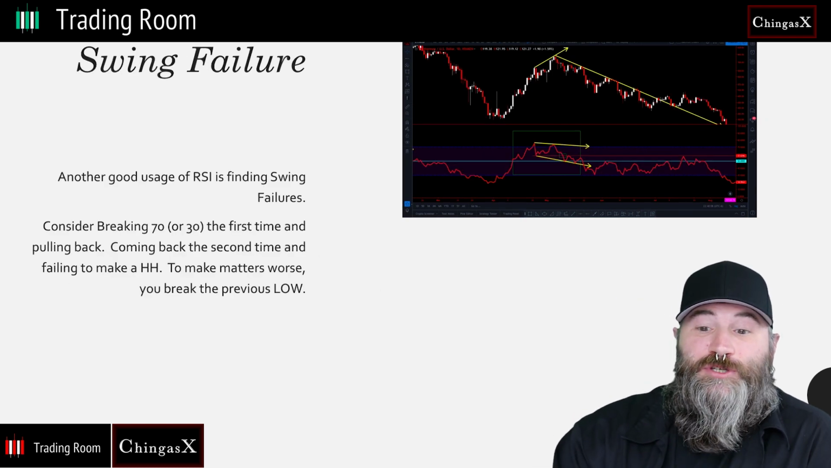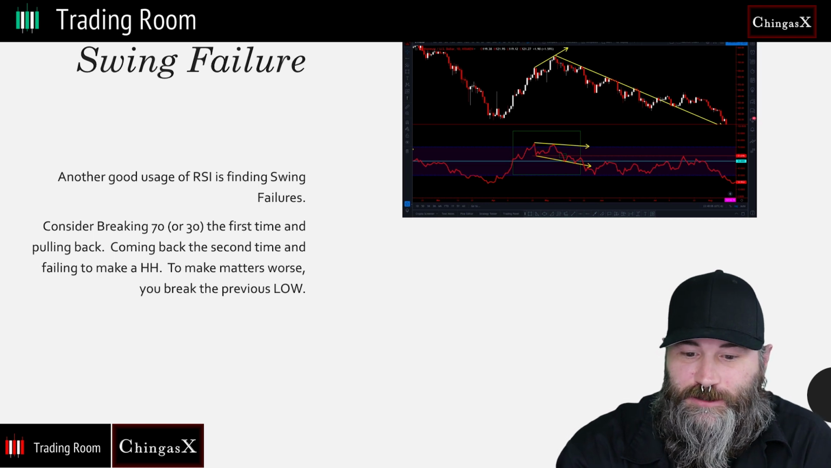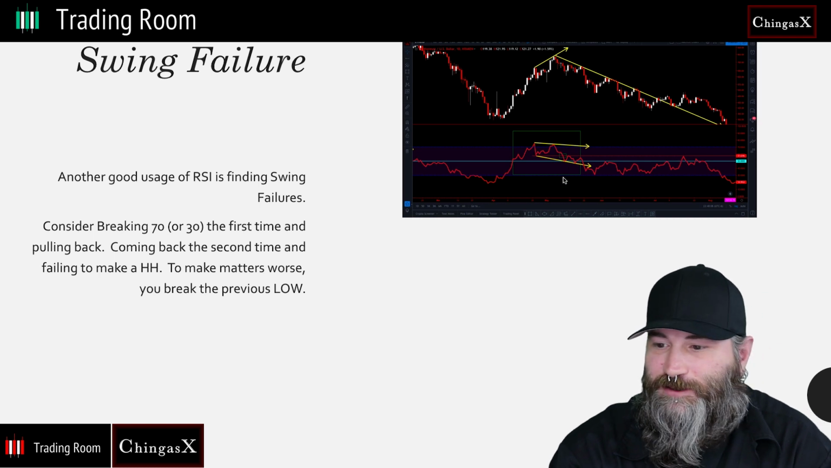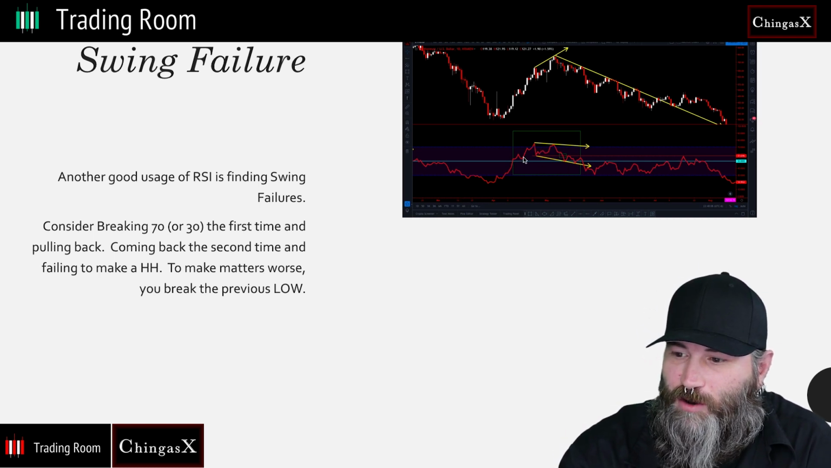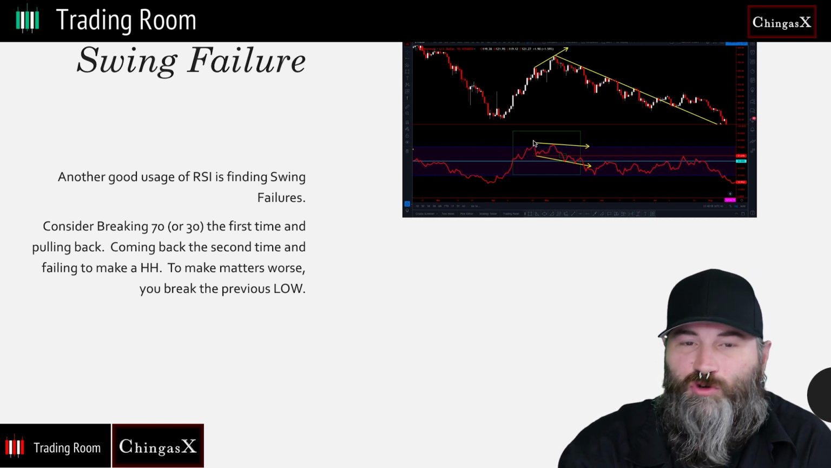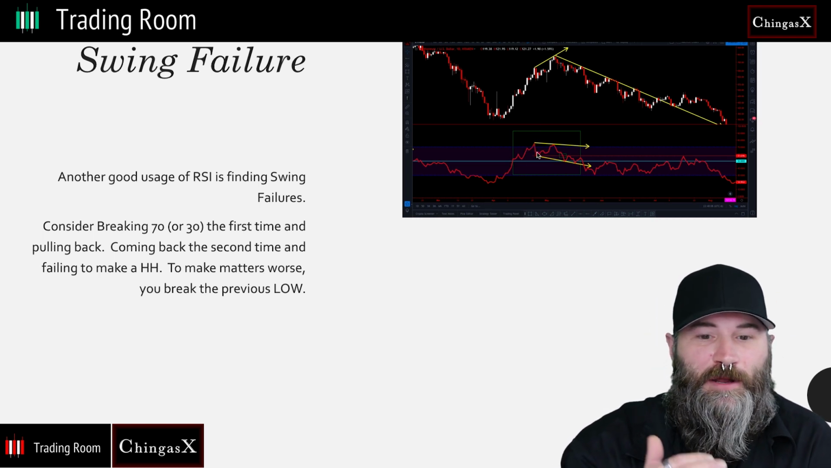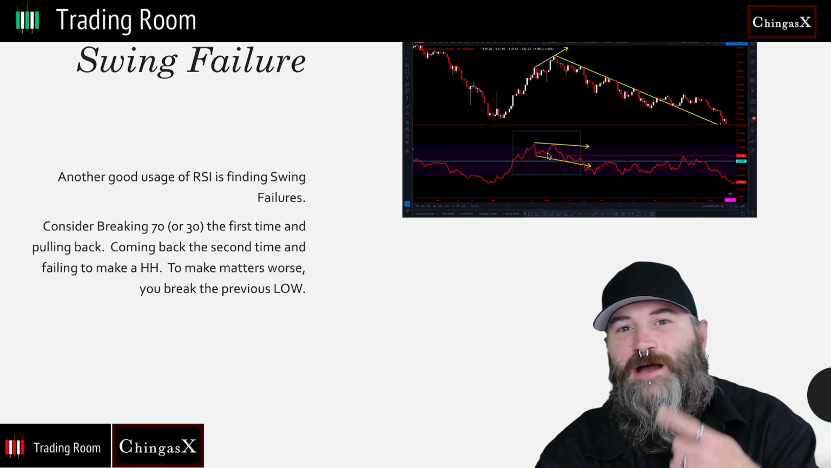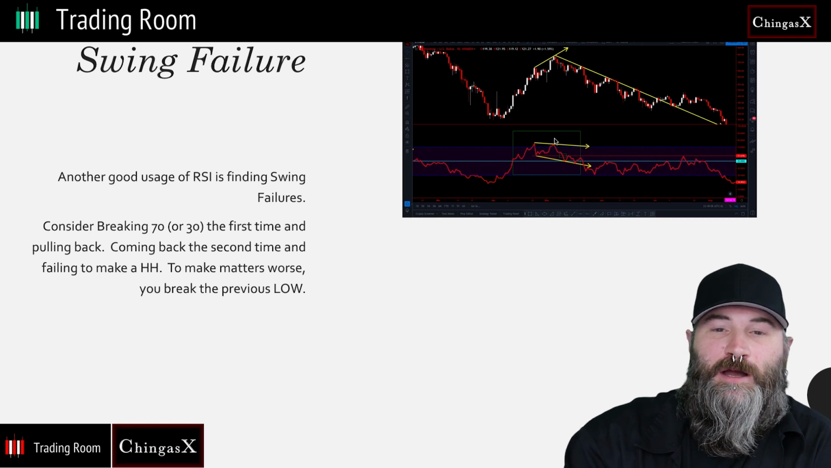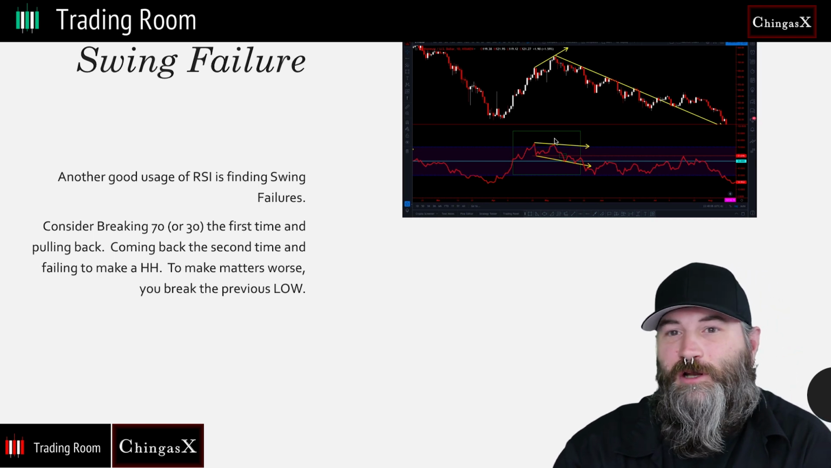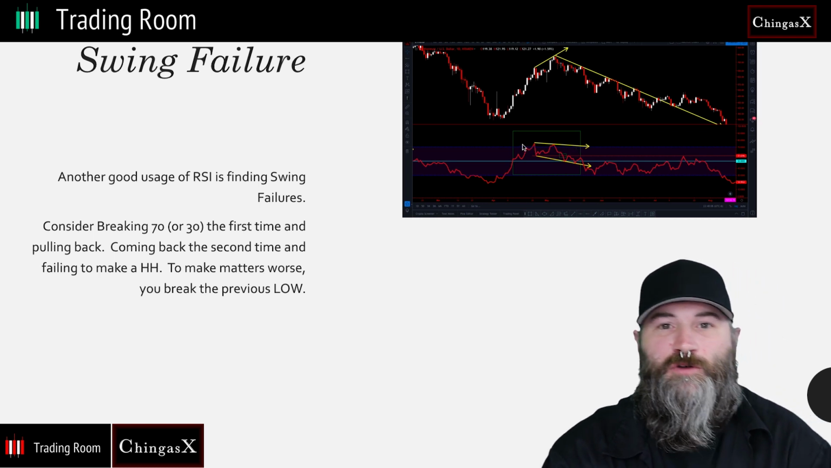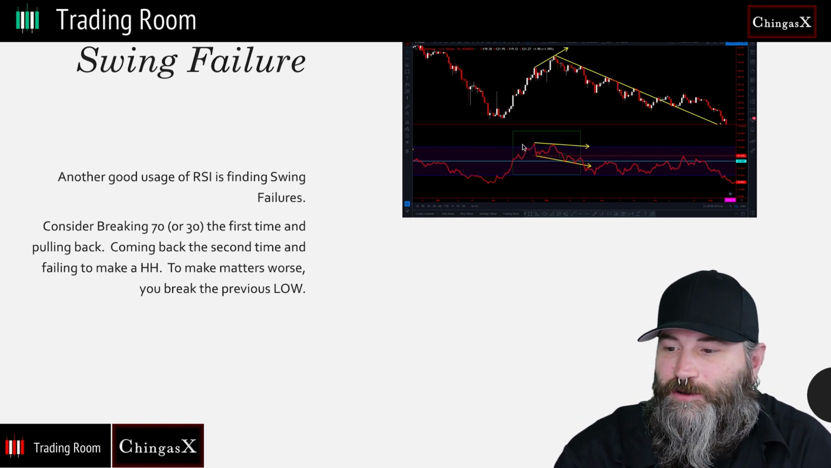All right, let's get into swing failures. This is another really cool way to use RSI. As you approach, let's take this example right here, your 70 line or whatever you have marked as your upper line, you cross over it and then you have a bit of a pullback. The next time you cross over it, you should make a higher high. If you've crossed the 30, then you're looking for a lower low. When you don't make that, now you've entered into a swing failure.